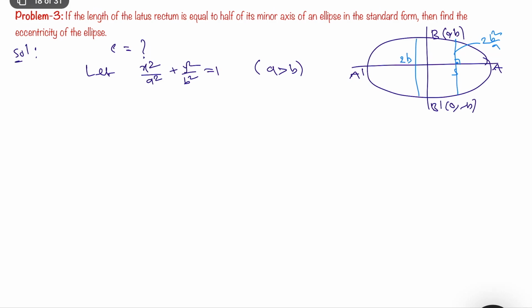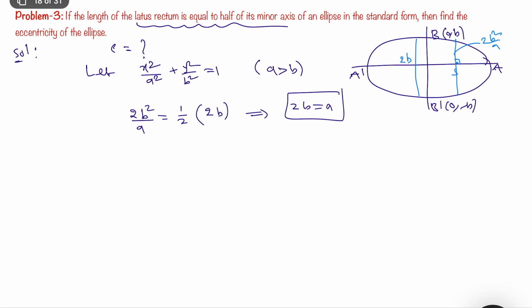Fine. Okay, here, what is given? The length of the latus rectum equal to half of its minor axis length. So that means the length of the latus rectum, that is 2b square by a, equal to half of the minor axis length, that is 2b. So that implies we will have 2b equal to a. Okay, we got this relation, 2b equal to a. From this I can write 4b square equal to a square.